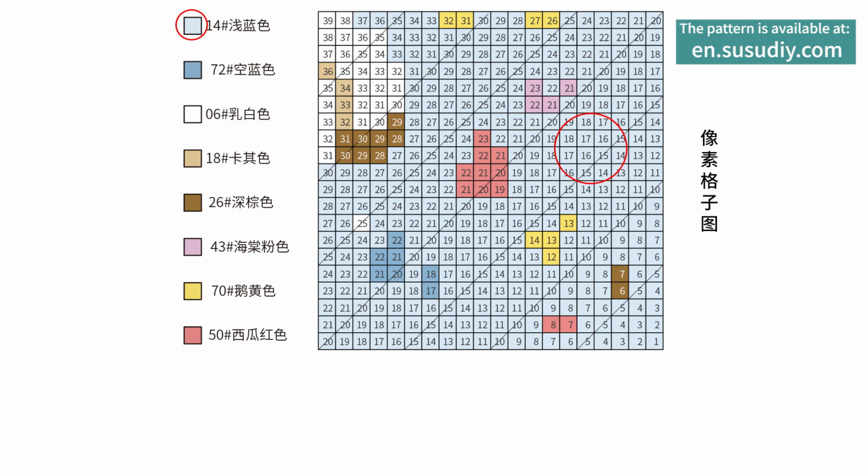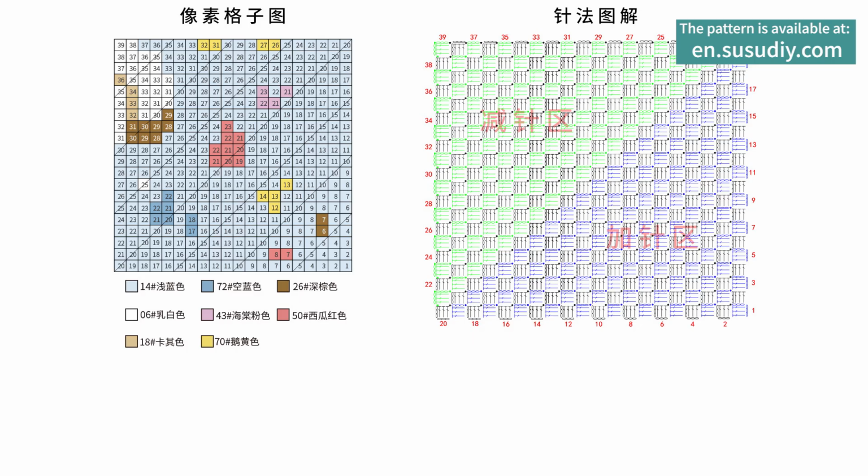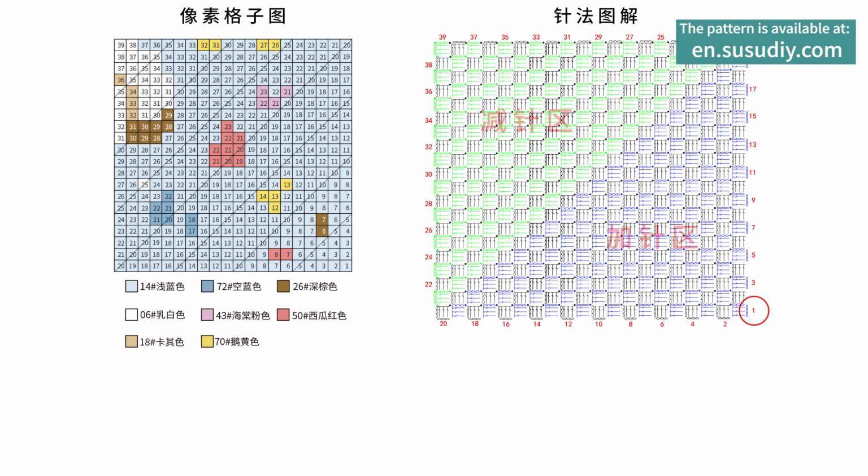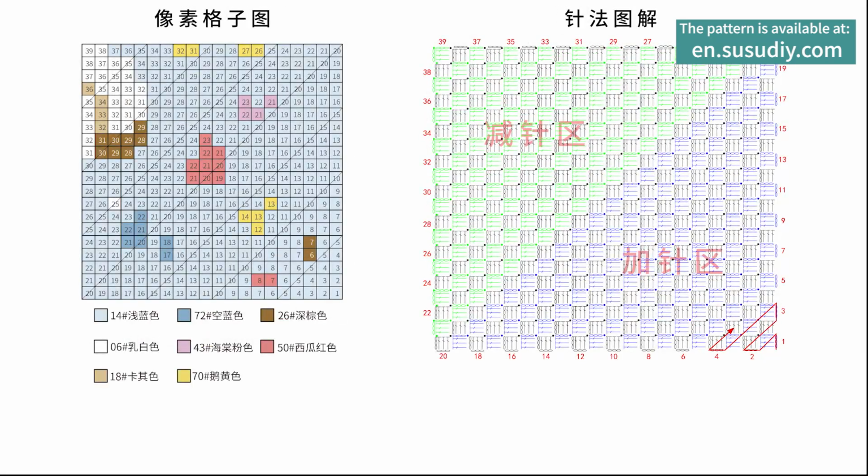For example, the light blue square in this large chart corresponds to the light blue square in the color chart nearby. The text next to this light blue square indicates the yarn color number used for that square. Next, let's talk about the stitch diagram. One chart corresponds to a stitch pattern like this motif. First, locate the position marked 1. That's right here. Then you'll see an indicated crocheting direction on the chart. When crocheting, follow this direction as shown.